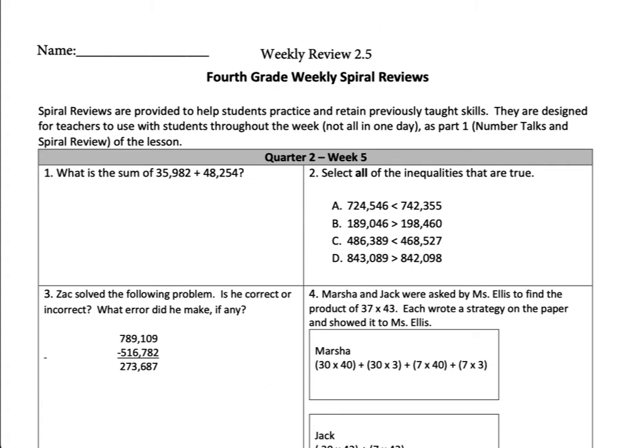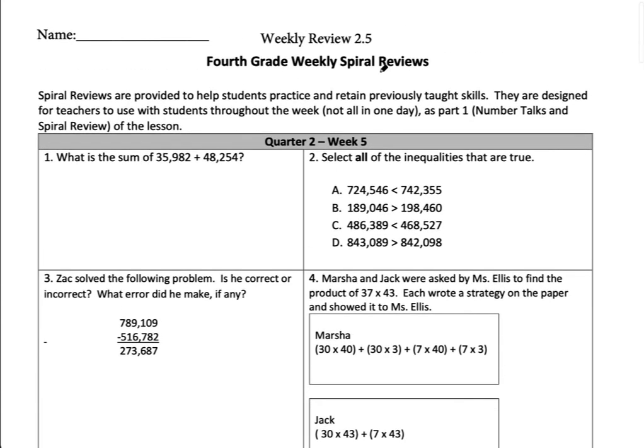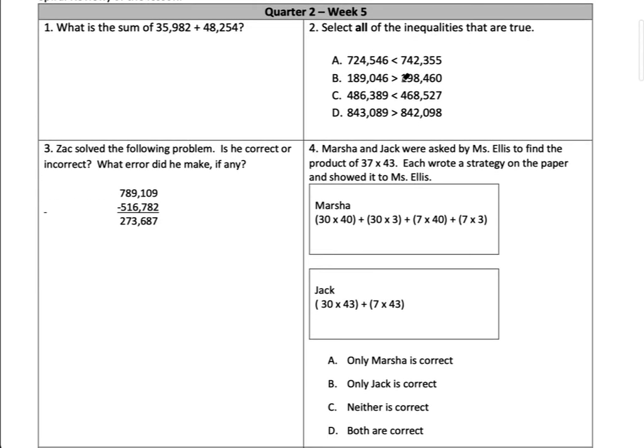Now remember, if you ever have any questions or you see any mistakes, please let me know. Remember, this is Weekly Review 2.5. All right, number one, what is the sum of 35,982 plus 48,254? Now, sum means the answer to an addition problem. So what is the answer to this addition problem? What is the sum? You should know what that word means.